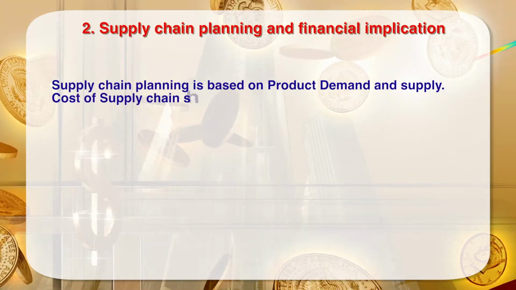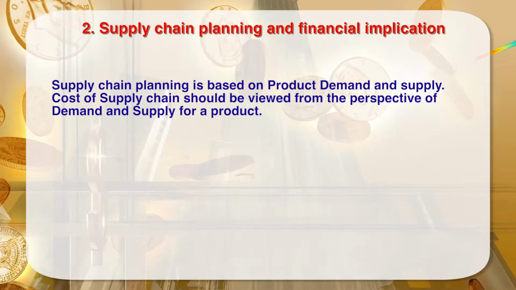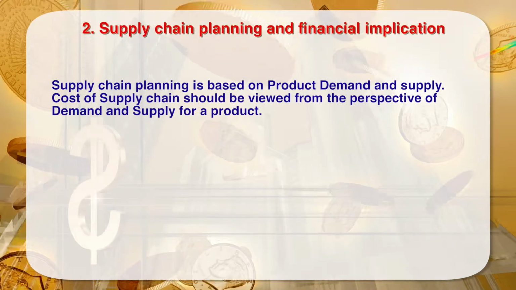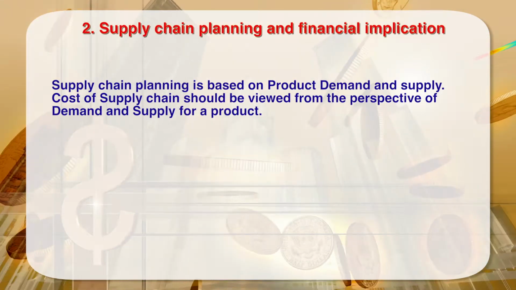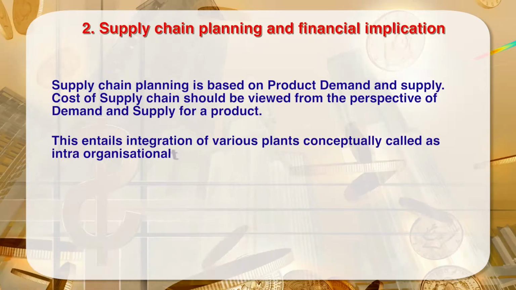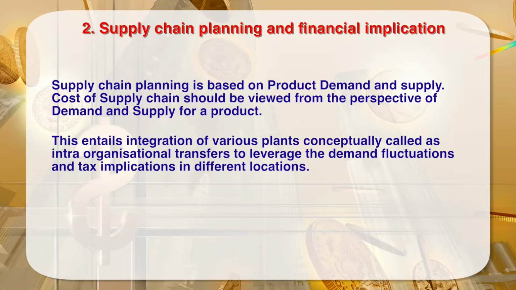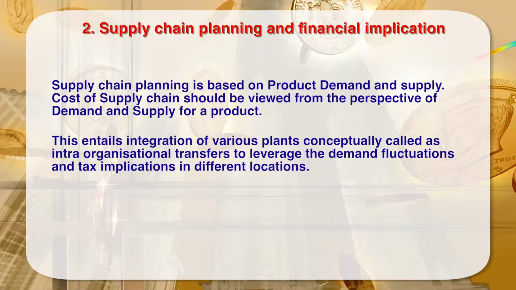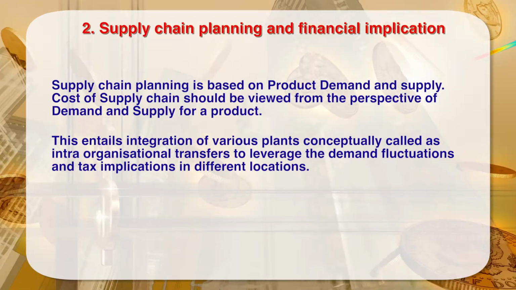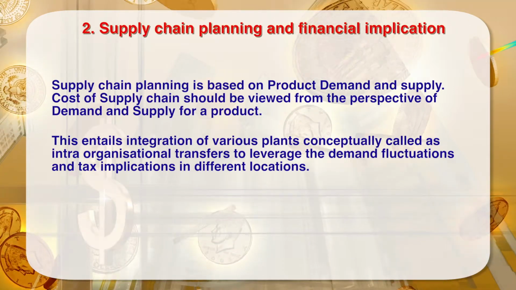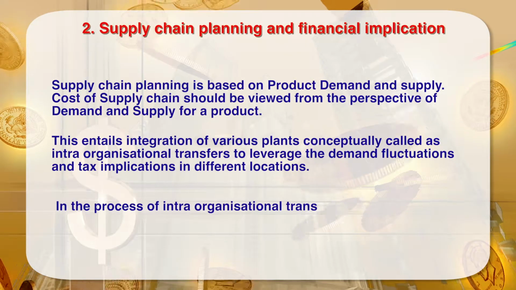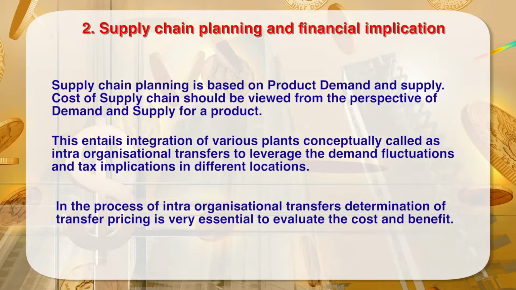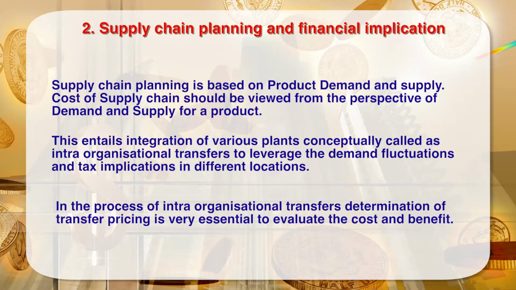Supply chain planning is based on product demand and supply. Cost of supply chain should be viewed from the perspective of demand and supply for a product. This entails integration of various plans, conceptually called intra-organizational transfers, to leverage the demand fluctuations and tax implications in different locations. In the process of intra-organizational transfers, determination of transfer pricing is very essential to evaluate the cost and benefit.